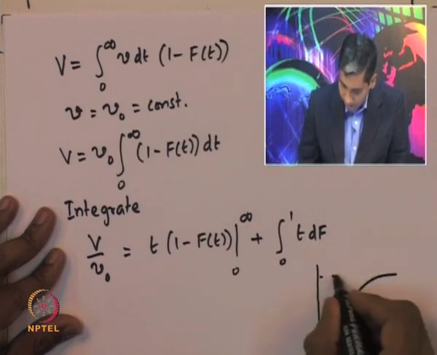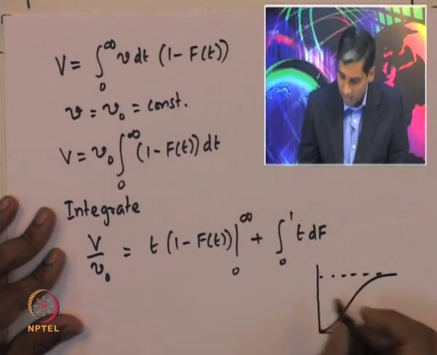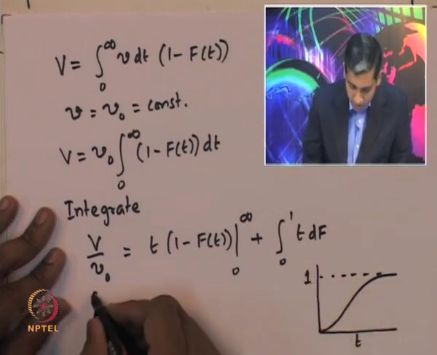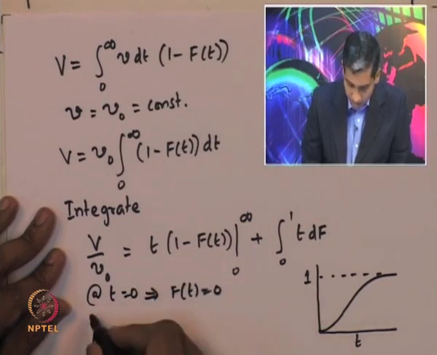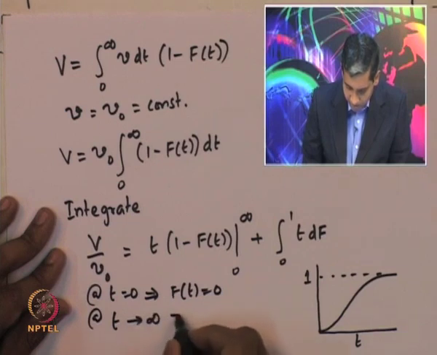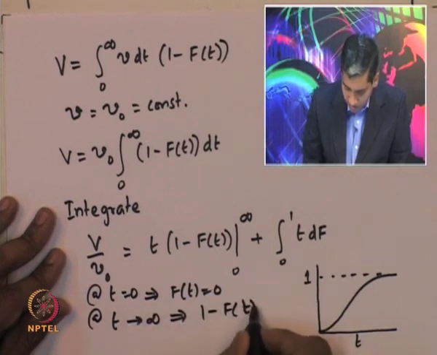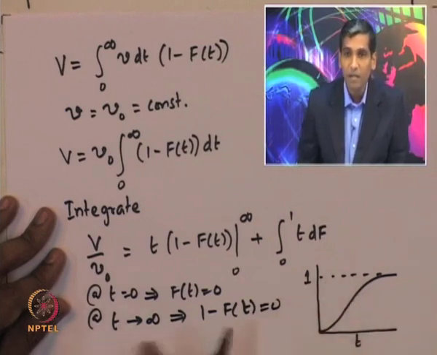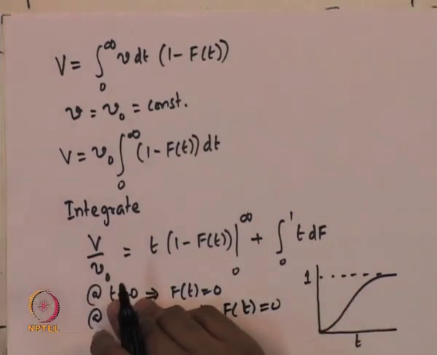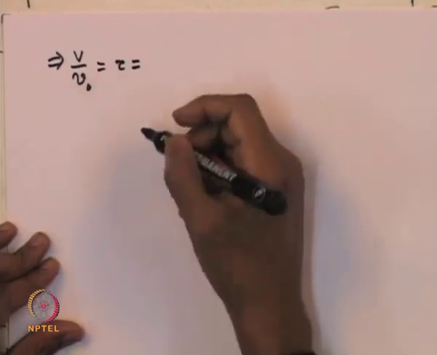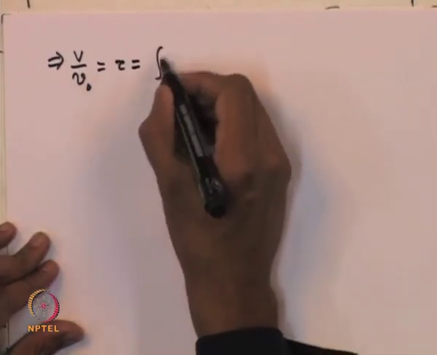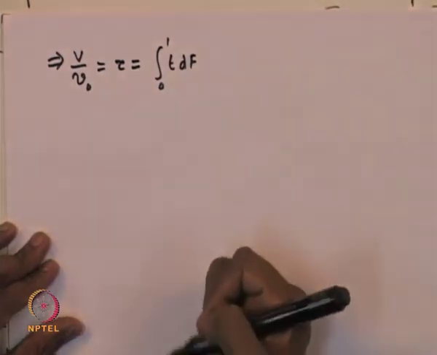the f curve typically looks like this. So, this is with respect to time and this is 1. So, at time t equal to 0, f of t is 0, and when t goes to infinity, 1 minus f of t is 0. That can be easily seen from the f curve. So, now substituting these expressions, we will find that V by V naught is equal to tau, which is the space time of the reactor, and that is the integral from 0 to 1 of t times df. So, what is df?